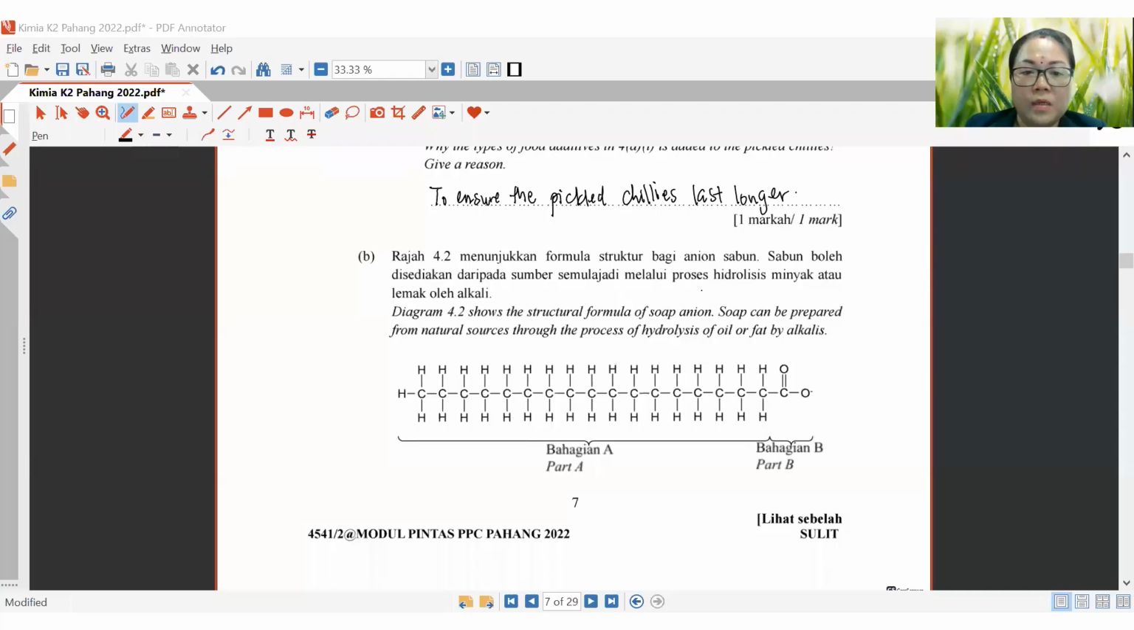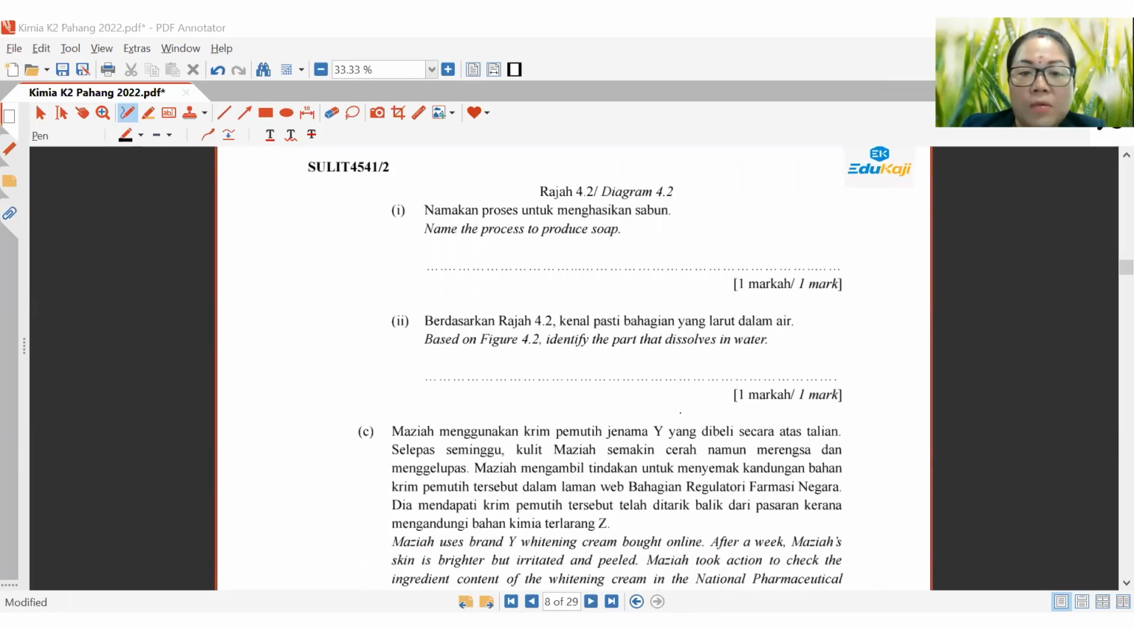Okay, B. Diagram 4.2 shows the structural formula of soap and ion. Soap can be prepared from natural sources through the process of hydrolysis of oil or fat by alkalis. So this is the structural formula of a soap ion, which is the negative ion. Now, name the process to produce soap. So basically, if it is a process, then this is what we call the saponification process.